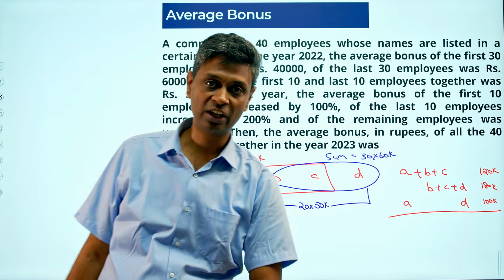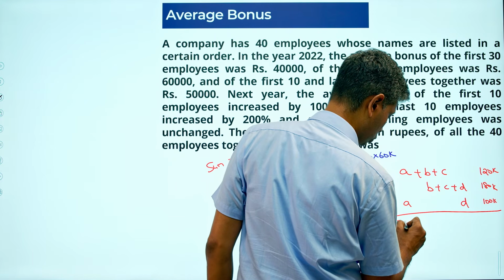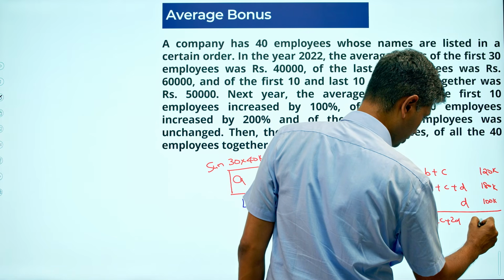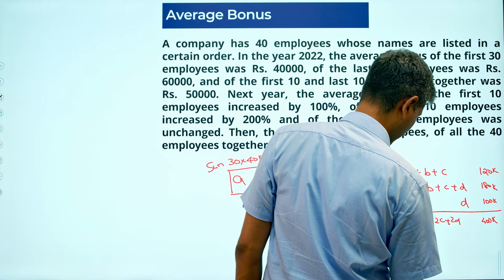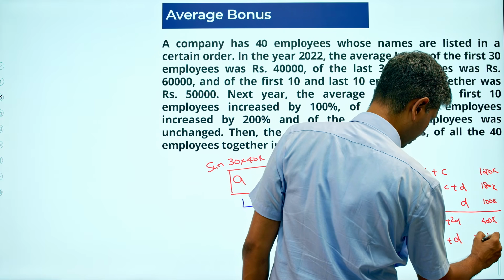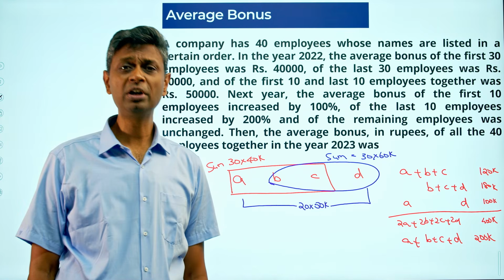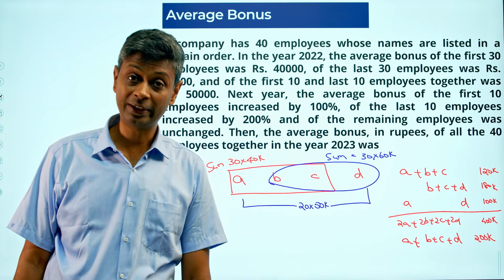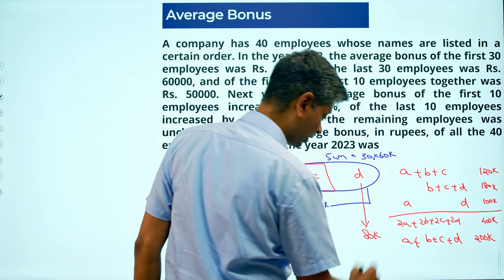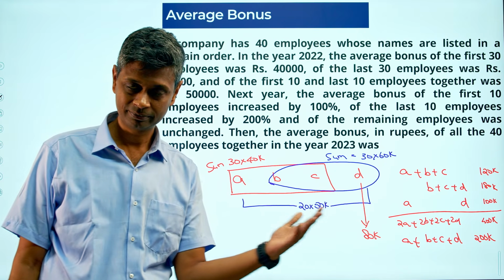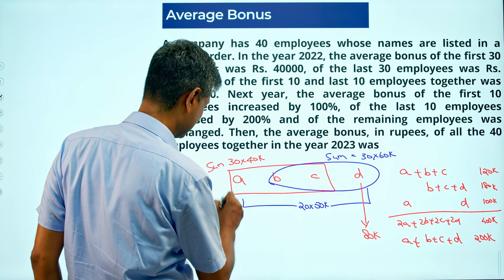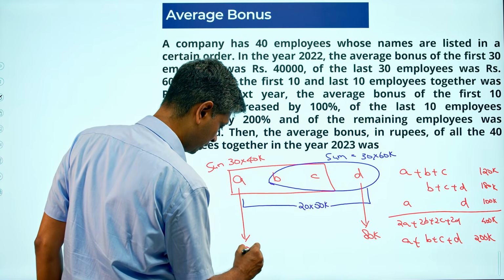So if we add everything up, we've got 2A plus 2B plus 2C plus 2D equals 300 plus 400K, or A plus B plus C plus D is 200K. Brilliant. A plus B plus C is 120K, or D is 80K. Remember, this is the average of the last 10. B plus C plus D is 180K, or A is 20K.